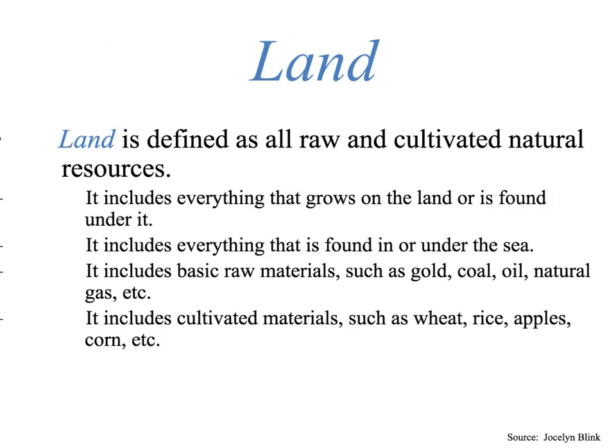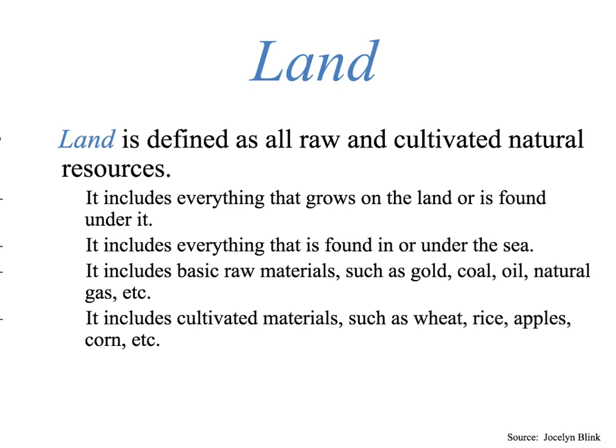Land. Land is defined as all the raw materials, all raw and cultivated natural resources. And this would include everything that grows on the land or is found under it. So all of the corn, wheat, soybeans, trees, and what you find underneath it, which of course is coal, tin. I live in Santiago, Chile, so copper is huge in Chile. It also includes everything that's found in or under the sea. The fish and the resources that are found underneath the ocean are also considered to be land. And of course, that might be some natural resources like oil that could be found under a sea.